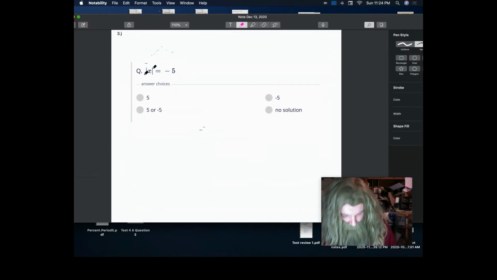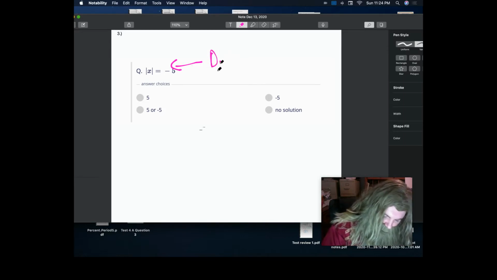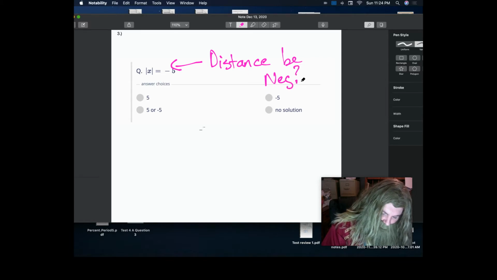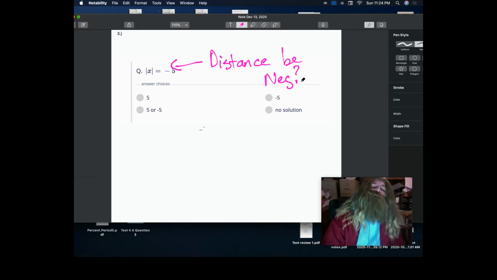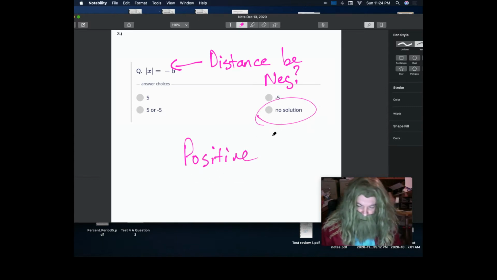If the absolute value of x is equal to -5, what must the absolute value of x be? Well, to answer this question, you have to answer a very simple question, which is, can distance be negative? Can it be negative? Of course not. Distances are only positive, and as such, the solution is no solution.